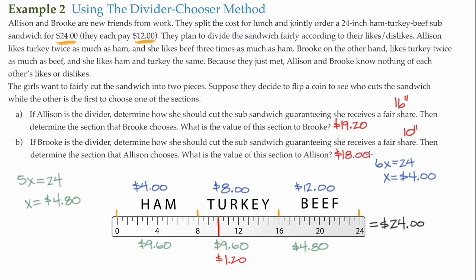So as you can see, the divider is always going to get half. And in this case, for the sandwich, they're always going to get $12 worth. But the chooser will always get at least half, or at least 50% worth of the sandwich. And there we go.